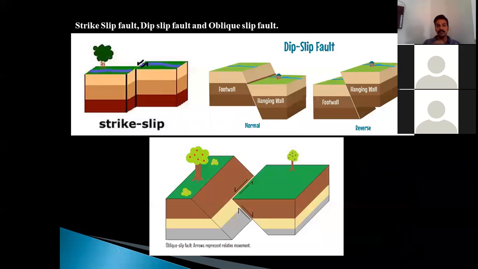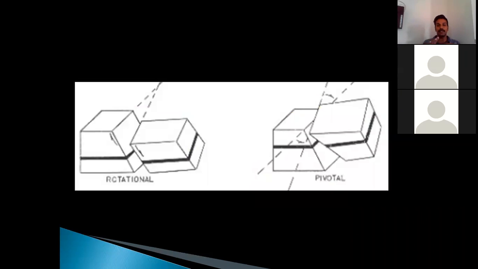Then we have seen the strike slip, dip slip, and oblique slip faults. Here the fault plane is a reference mark. If the block has displaced along the strike of the fault plane, it is strike slip. If along the dip, then it is called dip slip. Otherwise, it will be called an oblique slip fault. Then we have also seen rotational and pivotal types of fault. These are minor faults, not so prominent in the field.